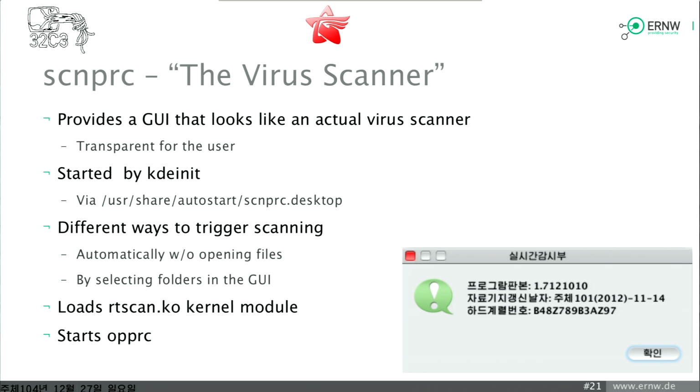Then, like Florian said, we have this virus scanner, which at first glance at least looks like a virus scanner. And this is this SCN-PRC process. It provides a GUI to the user, so it's quite transparent. So the user can see, okay, I have something that looks like a virus scanner, and I can also trigger some scans of different directories. And it's started by KDE init.